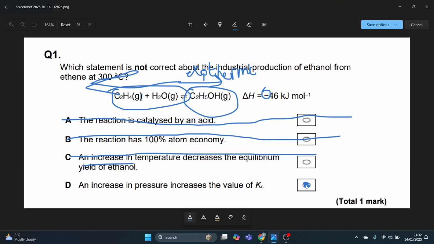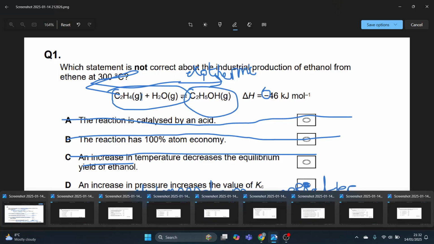And if we look at this, increase in pressure increases the value of Kc. If I just looked at that immediately, I would have known that's wrong, because only temperature can affect Kc, or the value of Kc.